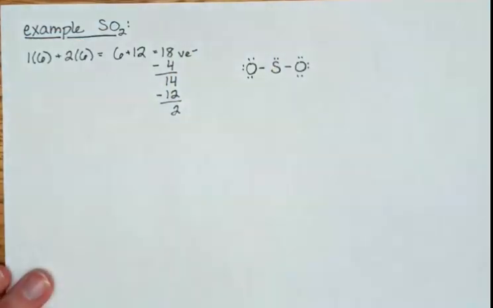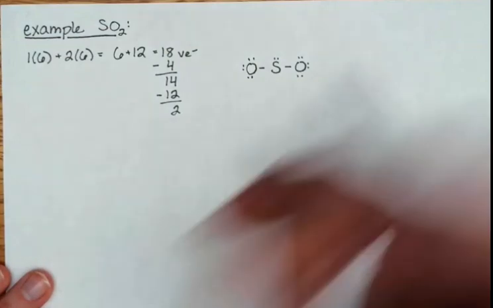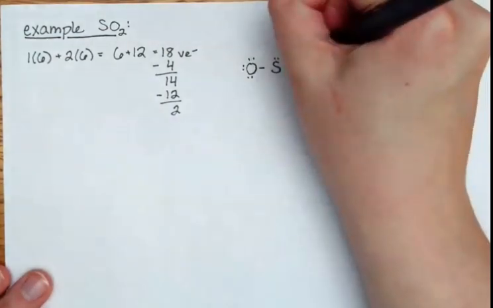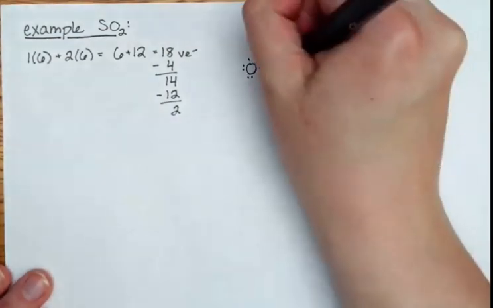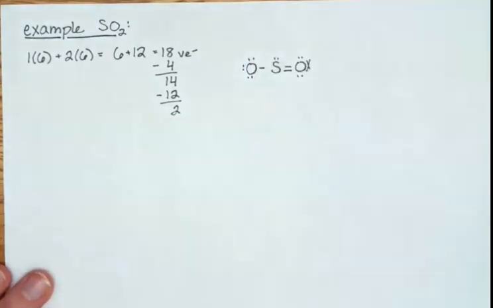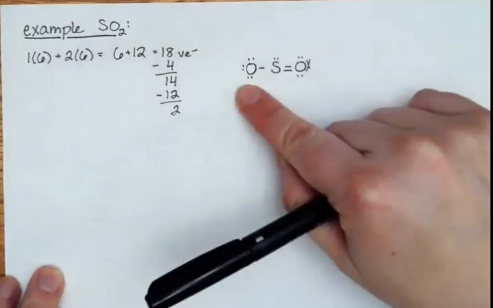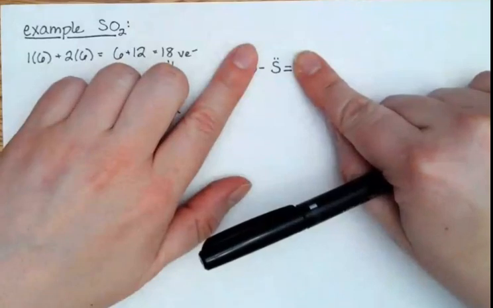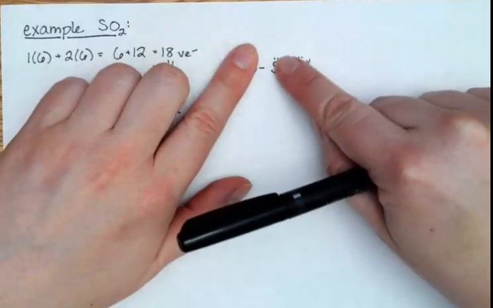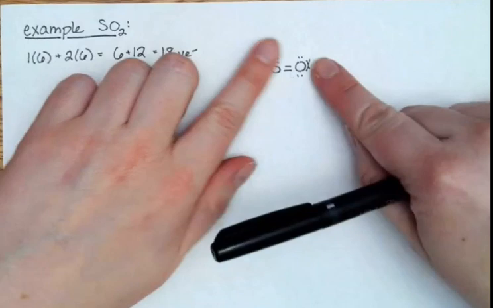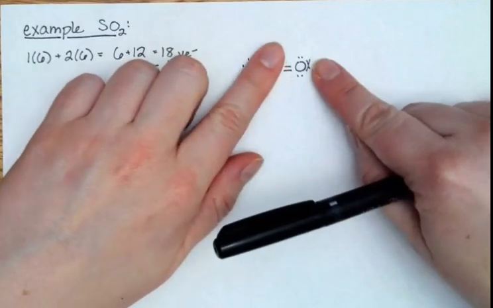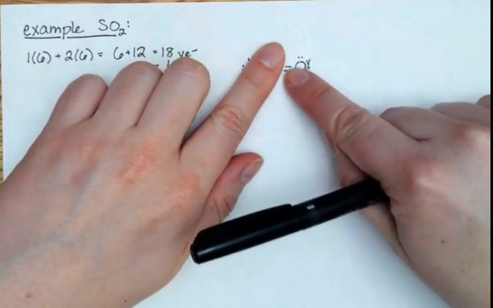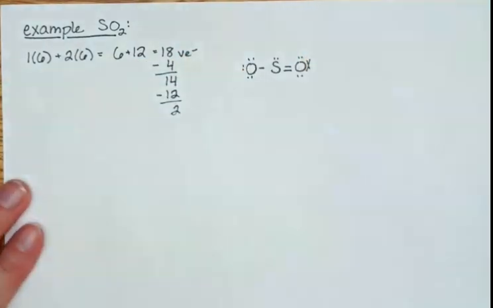So in this case, I need to form a double bond. I'm going to cross out a lone pair of electrons and change it into a bonding pair. When we check this out, this oxygen still has 8 valence electrons. Now my central sulfur atom also has 8 valence electrons, so 2, 4, 5, 6, 7, 8. And my oxygen on the right also has 8 valence electrons, so 2, 4, 6, 8. So that is a valid Lewis dot structure of sulfur dioxide.